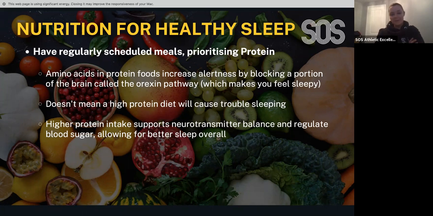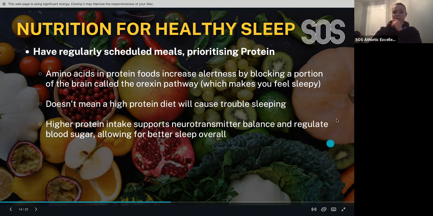Like I say, this amino acid can block this pathway, which apparently increases alertness. So you probably think, okay, why am I eating all this protein? That's going to be negative on my sleep. Well, no, that's not the case. Higher protein intake also supports neurotransmitter balance, and that will help regulate blood sugar, allowing for better sleep overall. So there are two things there. Always prioritize your protein. It's good for you in very many aspects. So never negate that.